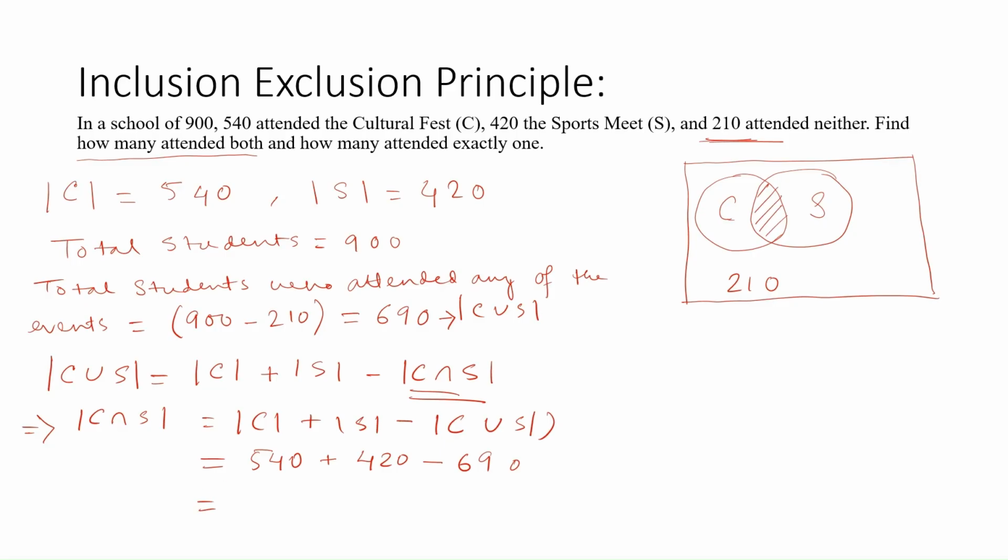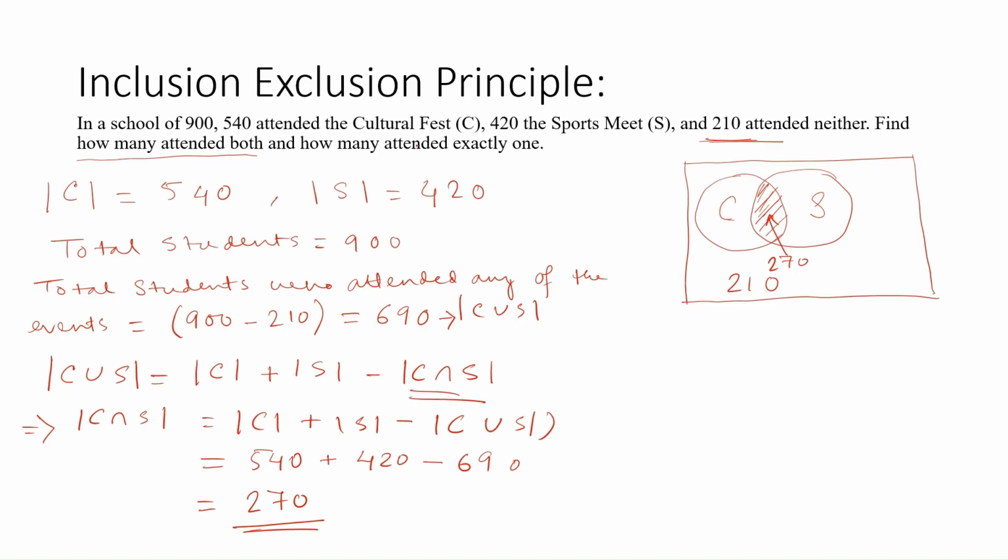Now subtracting this, we will get 540 plus 420 minus 690, that gives us 270. So 270 students attended both. That means this intersecting portion contains 270 students. Now next is how many attended exactly one.